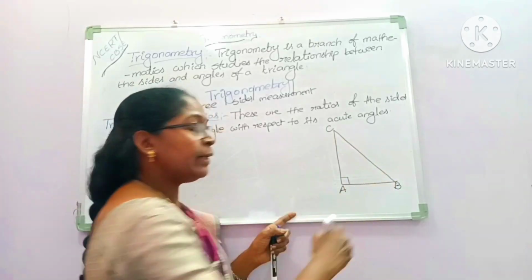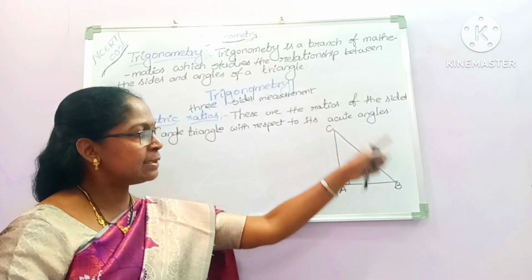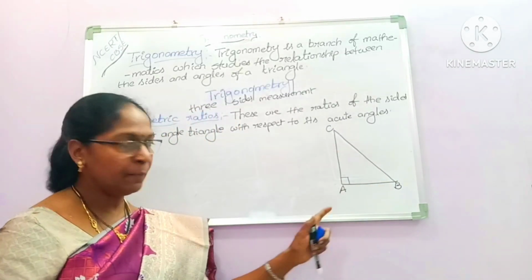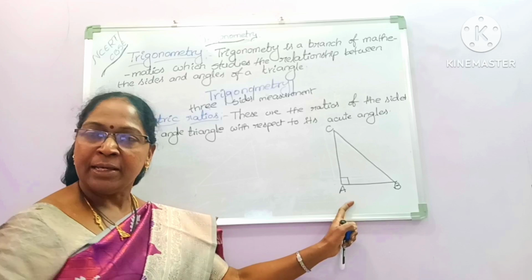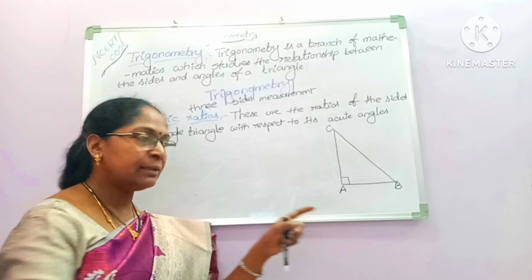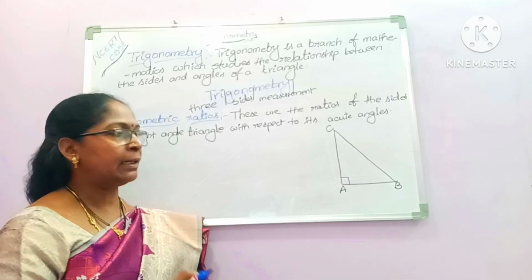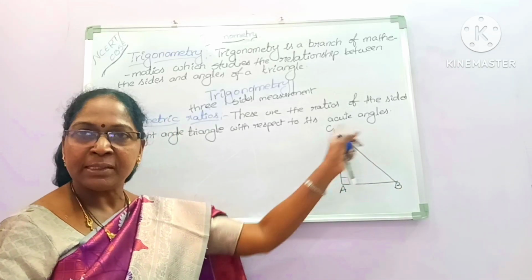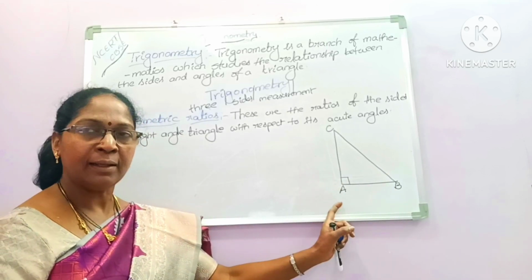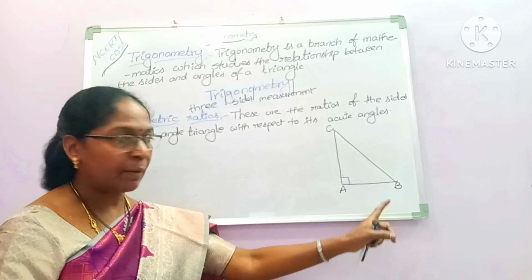Here I am calling this a right angled triangle. How can you say this is a right angled triangle? It means the right angle is at which letter? At letter A. If any one of the angles in a triangle is equal to a right angle, then we call that triangle a right angled triangle. So here triangle ABC is a right angled triangle and the right angle is at letter A. And the remaining two angles are B and C.